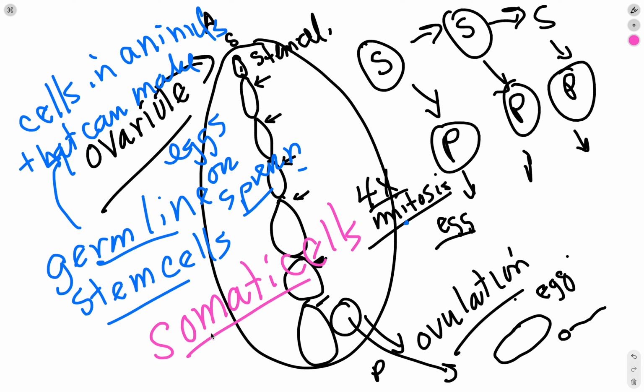And so our brains, our liver, our pancreas, those are all called somatic cells. They can't make sperm or egg. In our testes and ovaries, there are some somatic cells that are helping, and then a small number of stem cells are these germline stem cells. And that germline is going on continuously.